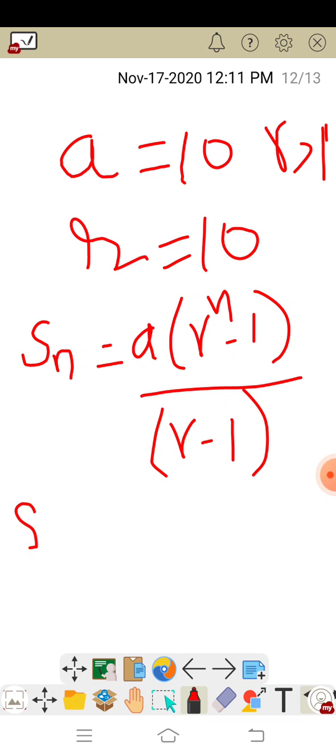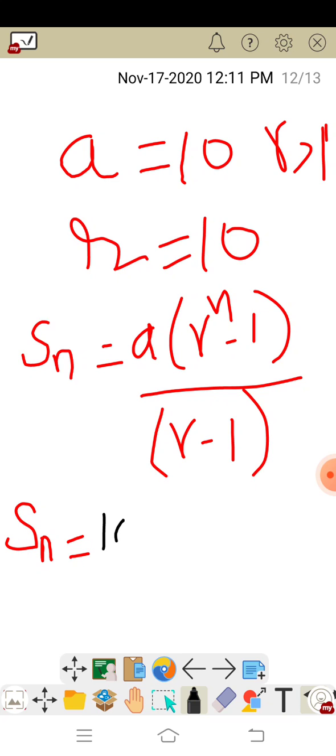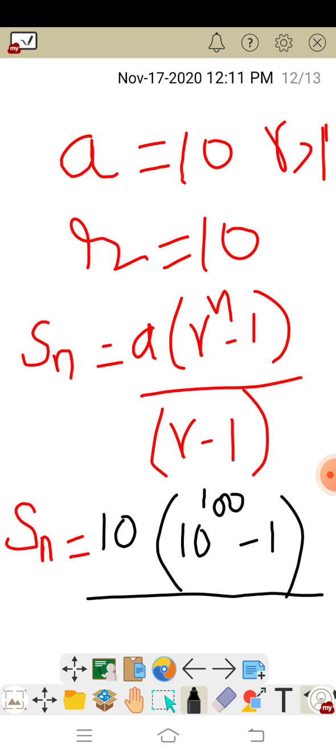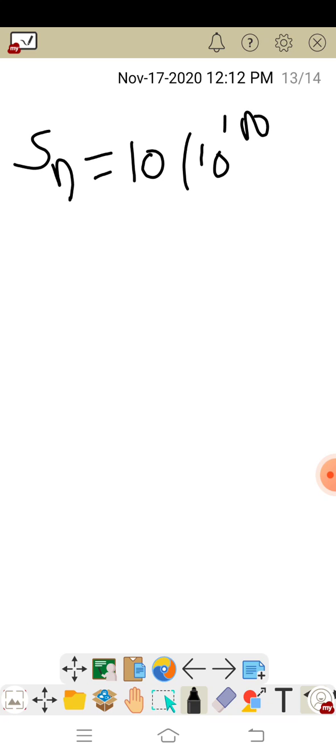That is Sn is equal to, a is 10, into 10 to the power of n, where n is 100 terms, so 10 power 100 minus 1, divided by 10 minus 1. Why 10 minus 1? The r value is 10. Now you are having Sn equal to 10 into 10 to the power of 100 minus 1 divided by 9.